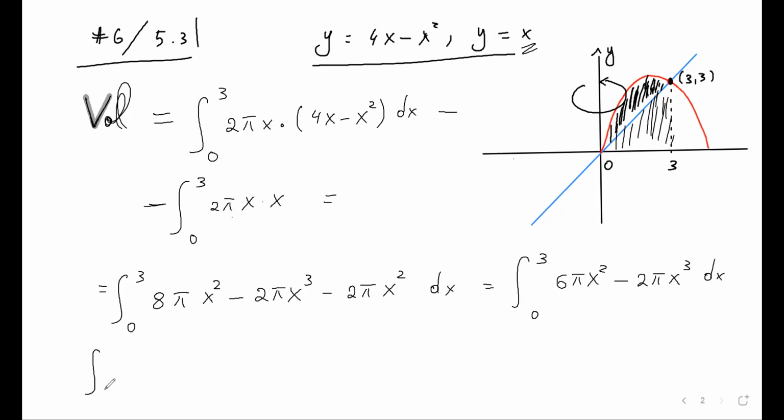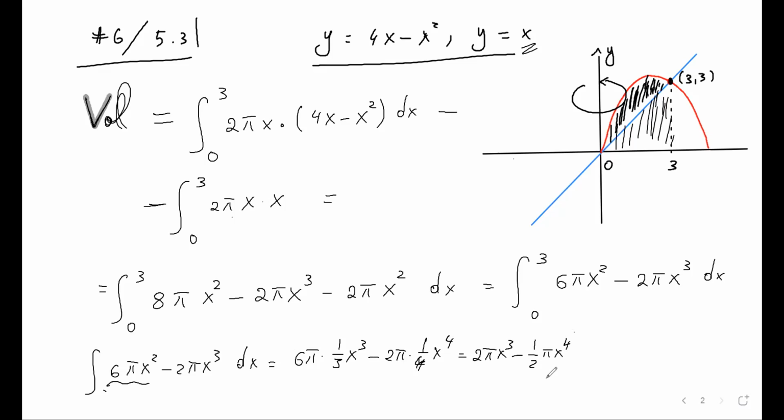So the antiderivative of 6 pi x squared minus 2 pi x cubed dx is really nothing but, for here, 6 pi times 1/3 x cubed minus 2 pi times 1/4 x to the 4th. So 1/4 here. So that simplifies a little bit, and that's going to give us 2 pi x cubed minus 1/2 pi x to the 4th. This is the antiderivative.